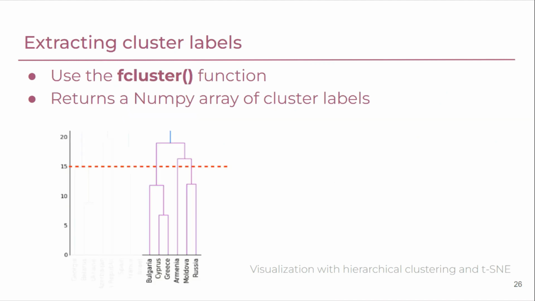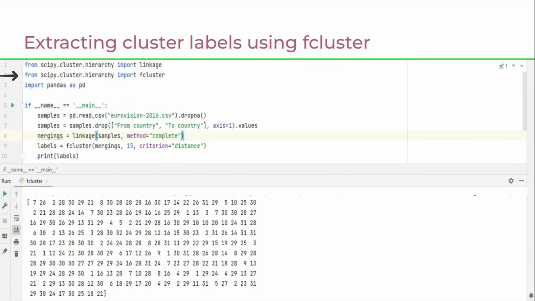The cluster labels for any intermediate stage of the hierarchical clustering can be extracted using the fcluster function. Let's try it out, specifying the height of 15. After performing the hierarchical clustering of the Eurovision data, import the fcluster function. Then pass the result of the linkage function to the fcluster function, specifying the height as the second argument. This returns a numpy array containing the cluster labels for all the countries.